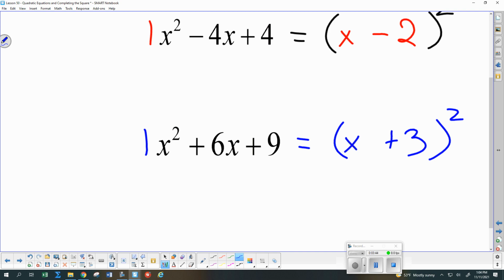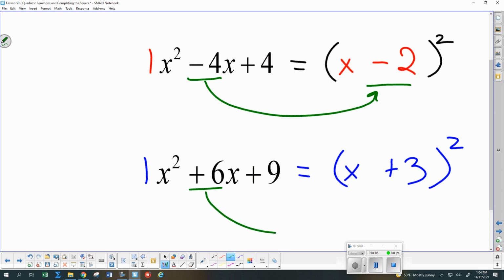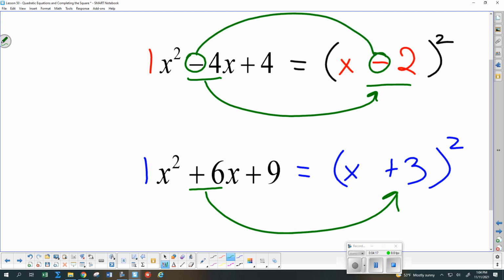Okay, now we want to look at this and see if we can see some patterns in it, because we're going to need those patterns for this method. So I had a minus 4 right here, and then I put a minus 2 over here. And we had a plus 6 right here in front of the x, and we put a plus 3 in the parentheses. Notice that the plus or minus sign stayed the same as whatever was in front of the x.